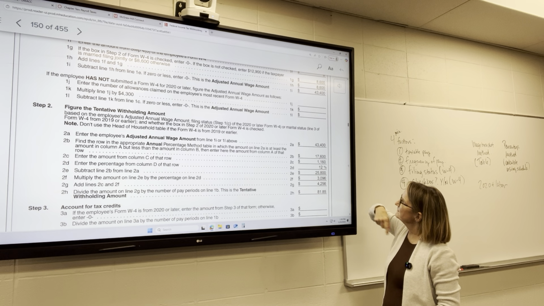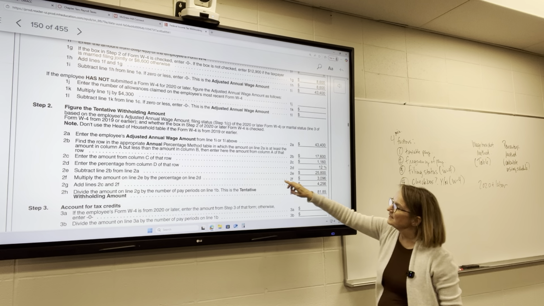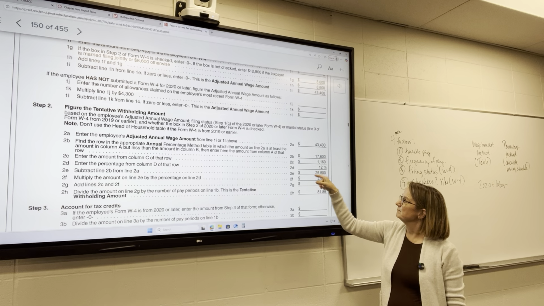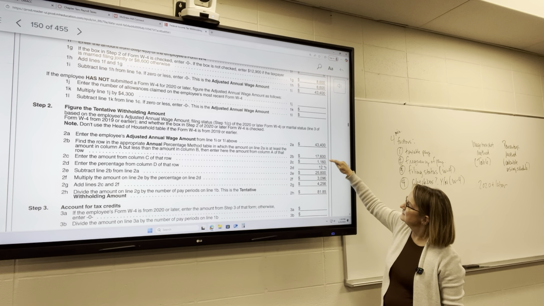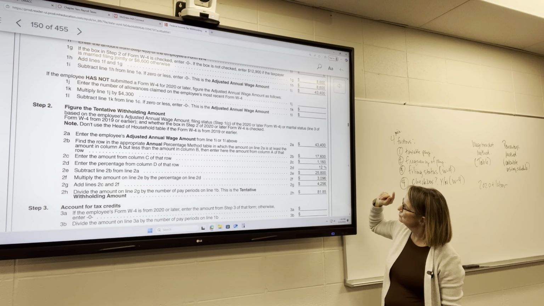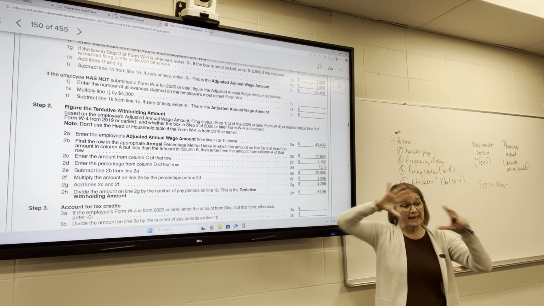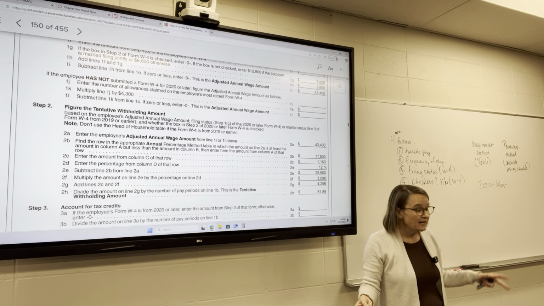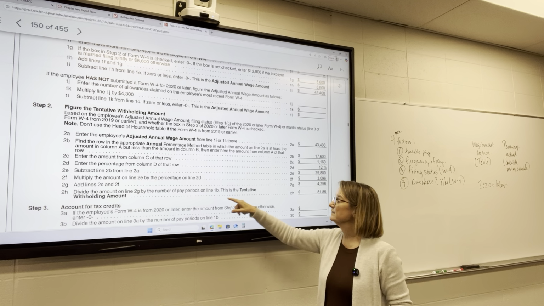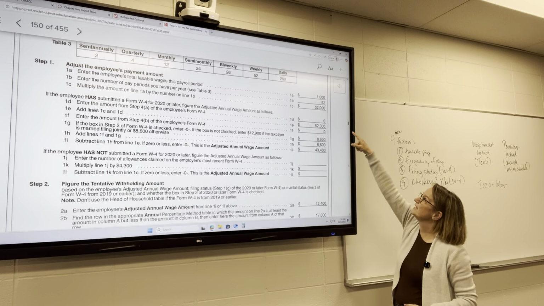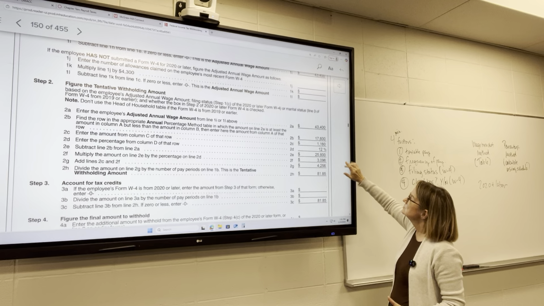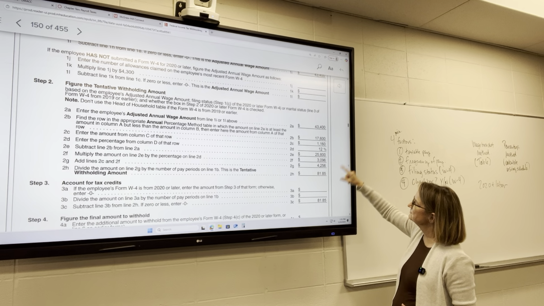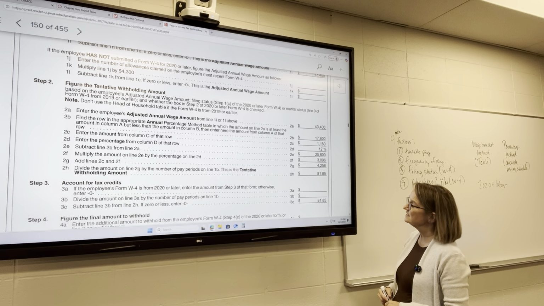We come up with 25,800. Multiply the amount on that line by 12%, 3,096, and then we're going to add the 1,160 plus the 3,096 to get 4,256 for an annual amount of withholding. And then we divide this by the number of pay periods that we entered up at the top here. So they're paid weekly. They get 52 pay periods. So 4,256 divided by 52 is $81.85.